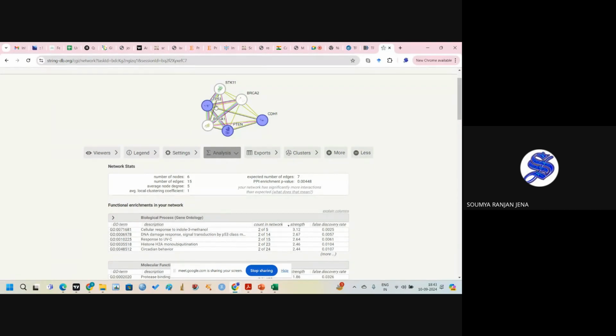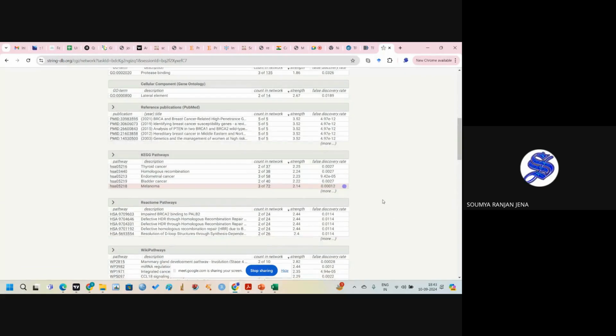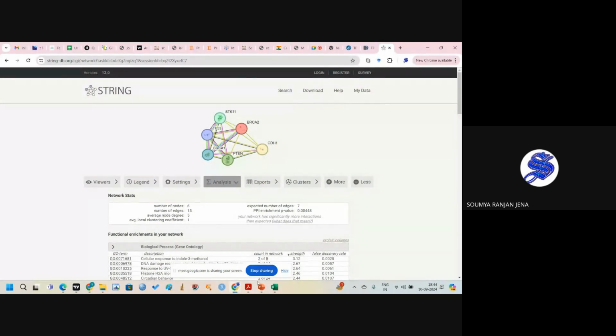TP53. This is the major gene which is responsible for all types of cancer. If this gene is mutated, overexpressed, or underexpressed, it will cause cancer. Here in the STRING database, you can find different pathways, and in those pathways, which proteins are involved. In Reactome pathways, you also find different pathways. How homologous recombination is dysregulated, you can find in the STRING database.